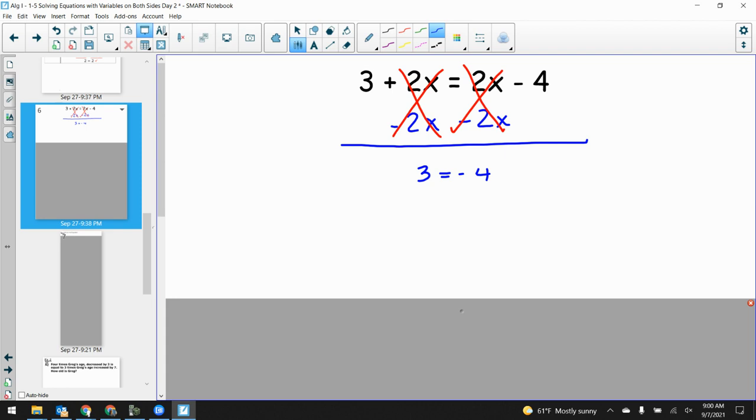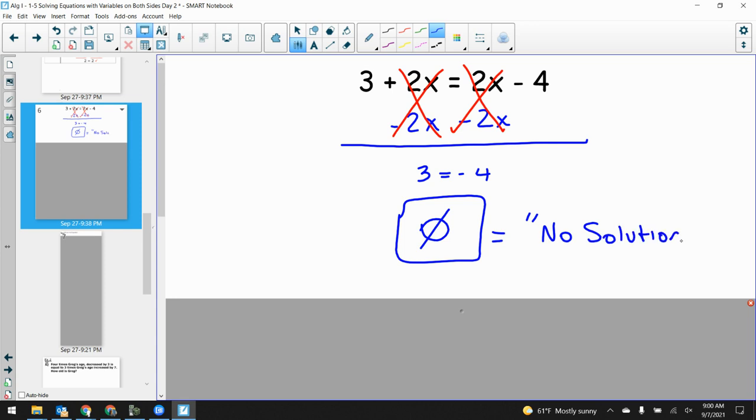If you get something that is not true, that means this is your answer. So if an identity meant that anything could work, this means that nothing could work. Or as we would read it, no solutions. That's how we read that symbol. If you want to write out all real numbers and no solutions, like write out the phrase, by all means, go for it. But for me, all I need are the symbols.